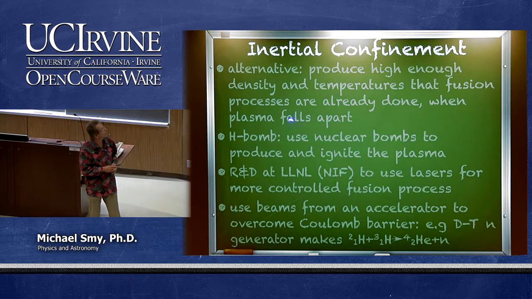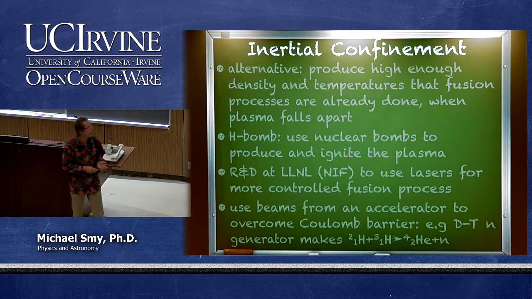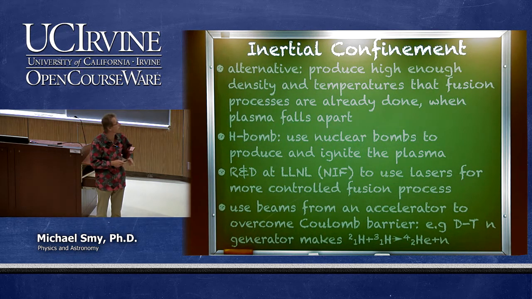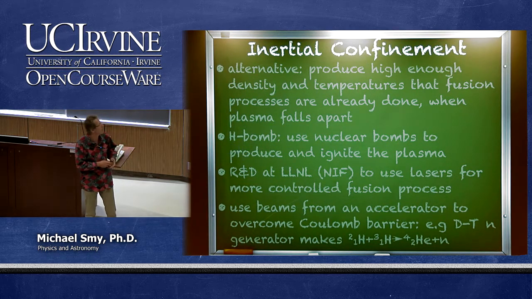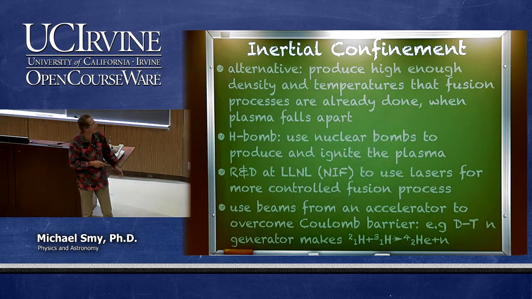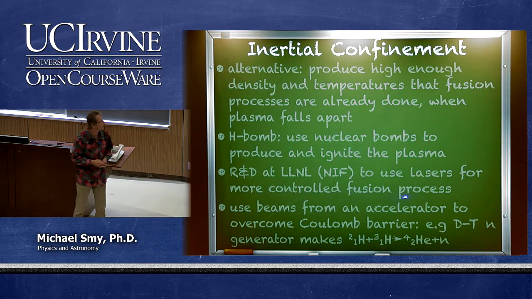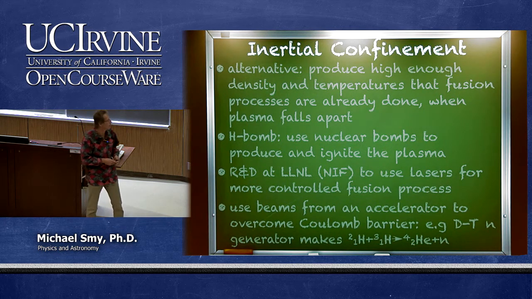And that means that you produce high enough densities and temperatures for a short period of time, and then all fusion processes happen in that short period of time, and then the plasma falls apart. And an example of that are nuclear weapons. The H-bomb uses that. It uses a conventional nuclear bomb to produce and ignite the plasma. A less violent way is studied at the Lawrence Livermore National Laboratory at the National Ignition Facility, where one tries to use lasers for a more controlled process of this type.